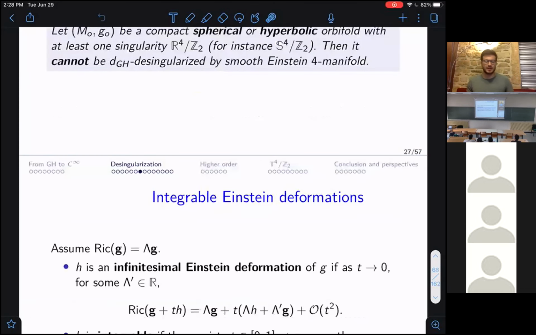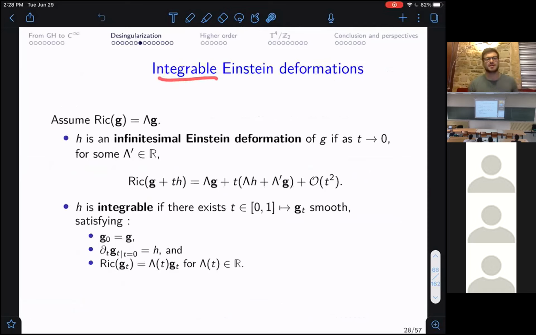Okay, so it starts with the question of integrability of Einstein deformations. So take an Einstein metric. We say that an infinitesimal Einstein deformation is just a deformation so that the Einstein equation is satisfied at a linear level. That's just a linearization of the equation. And we say that this deformation is integrable when it's the actual first derivative of a curve of Einstein metrics. So integrability clearly implies that you're in an infinitesimal deformation, but the opposite is not always true, and that's a very delicate question.